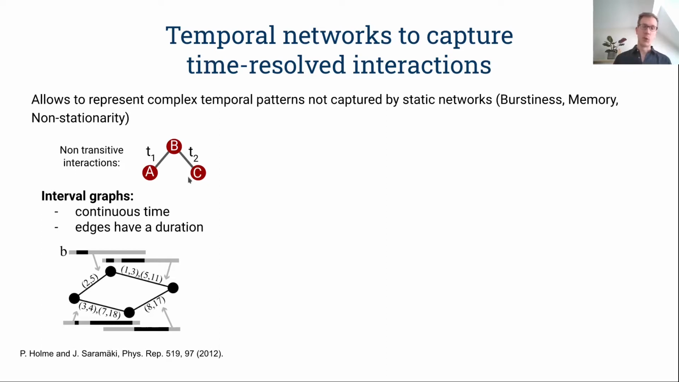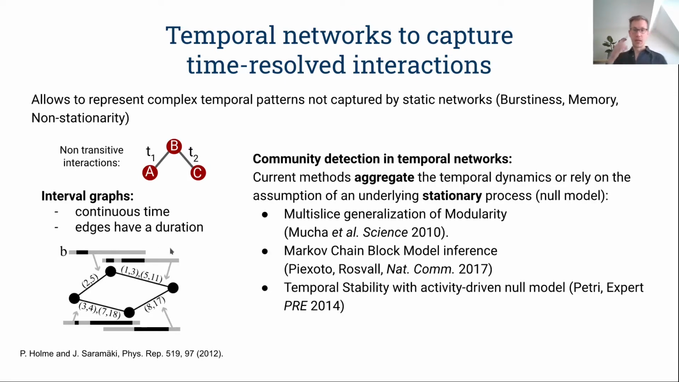There are different ways to represent temporal networks. For example, what we use here is the so-called interval graph representation, where time is continuous and edges have a duration. There are also many methods to do community detection in temporal networks, but most of them aggregate the temporal dynamics over some time windows, or rely on the assumption of an underlying stationary process. And here we wanted to develop a method that didn't use any of those assumptions.